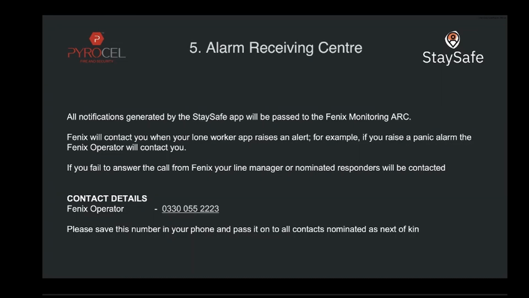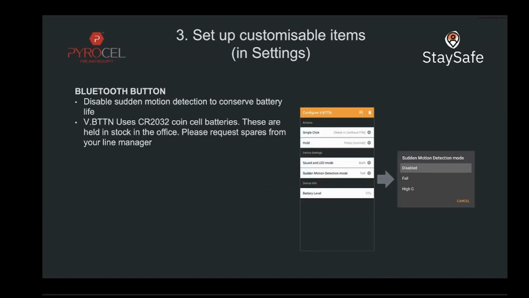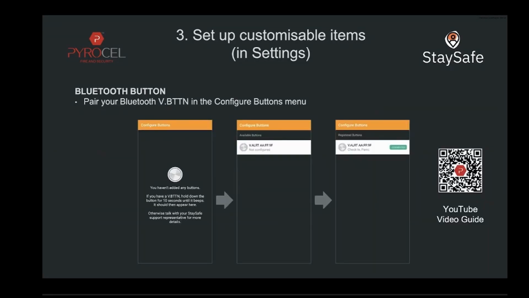And the presentation does also give you steps on how to use the StaySafe app, i.e. setting up the Bluetooth button. So you can scan this QR code, which will take you to our YouTube video, a short video detailing how to use this, how to connect the V alert button.